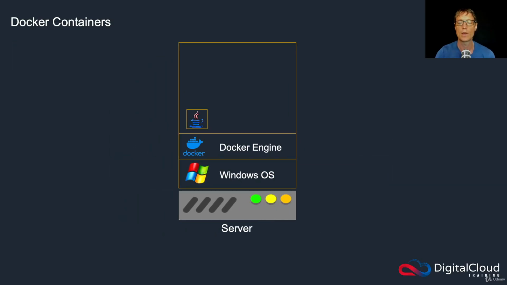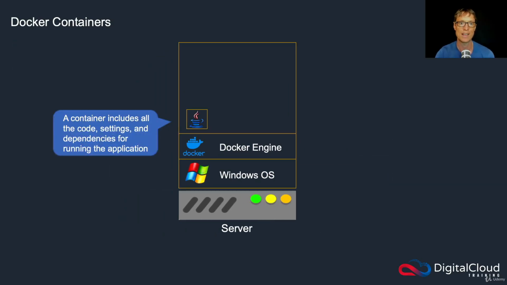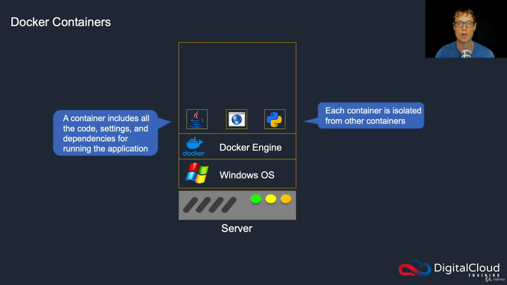And on top of that, we can then create what are called containers. So a container actually includes all the code, the settings, and the dependencies for running an application. So the icon here is for Java, so this is a Java application. We then might have a web application, maybe this is Nginx or Apache. And we've then got a Python application running as well.